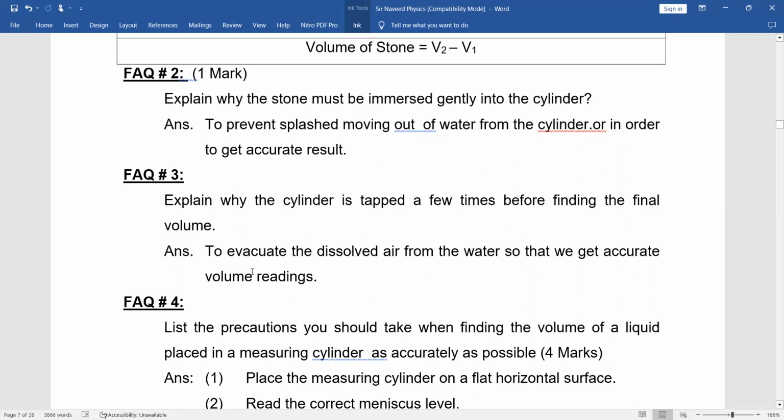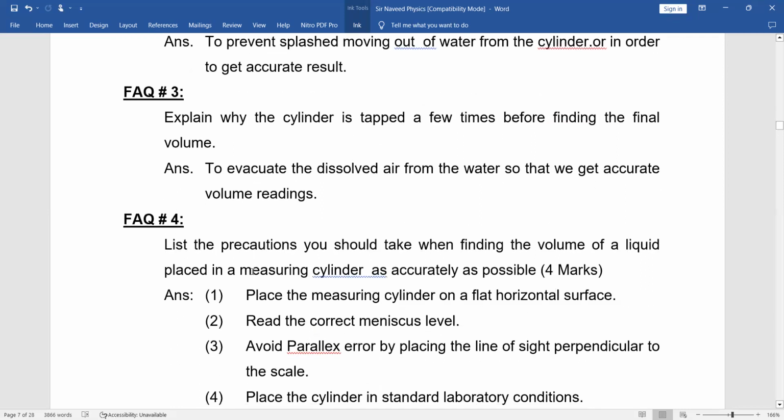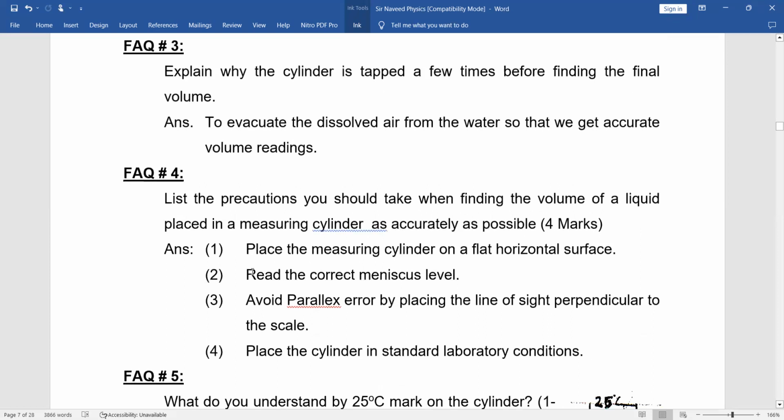Okay. And then the question: list the precautions you should take when finding the volume of a liquid placed in a measuring cylinder as accurately as possible. मतलब कि अब आपको इस एक्सपेरिमेंट में कौन कौन सी प्रिकॉशंस लेनी है. Number one, place the measuring cylinder on a flat horizontal surface. Number two, read the correct meniscus.